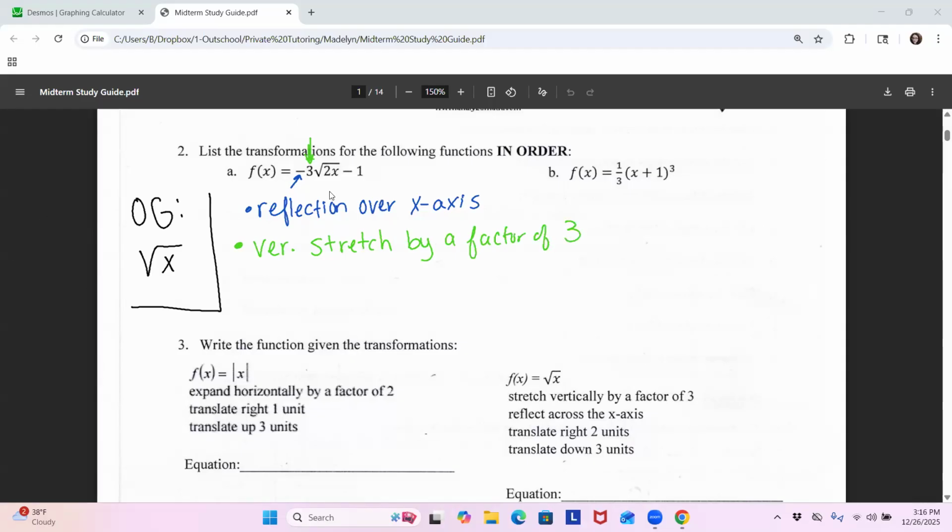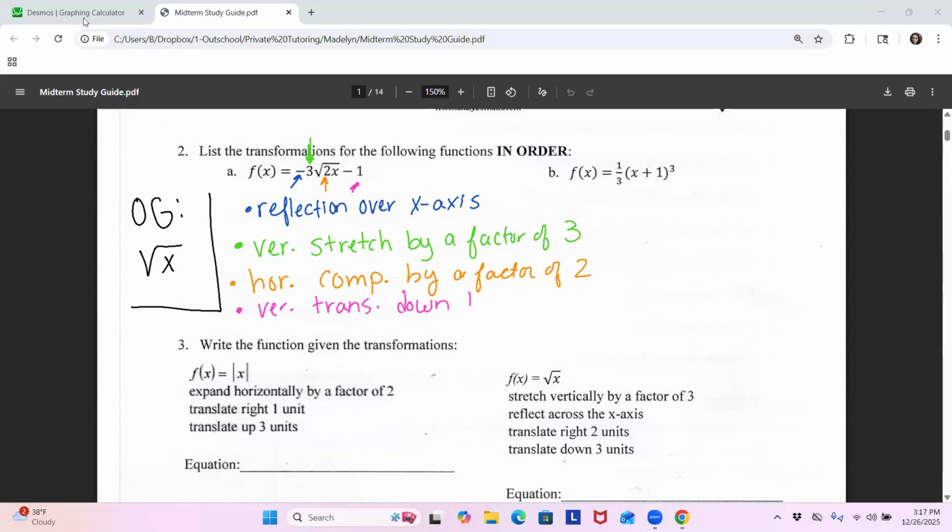This 2 on the inside is going to be horizontal compression by a factor of 2. And this -1 dangling at the back is going to be down 1. So a vertical translation or slide of down 1. If your teacher's not uptight, you could just put down 1 probably.